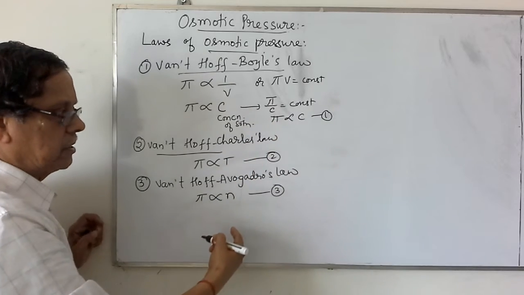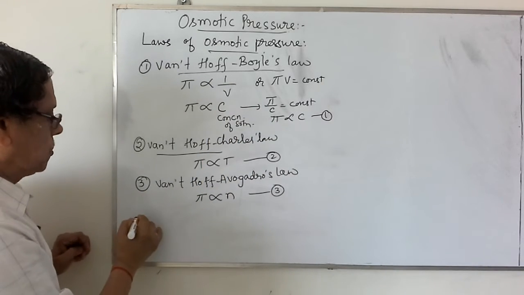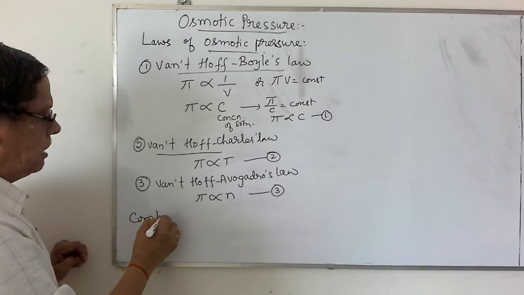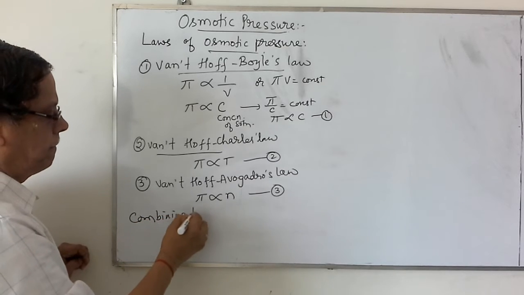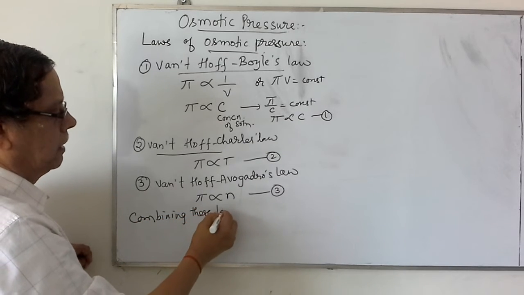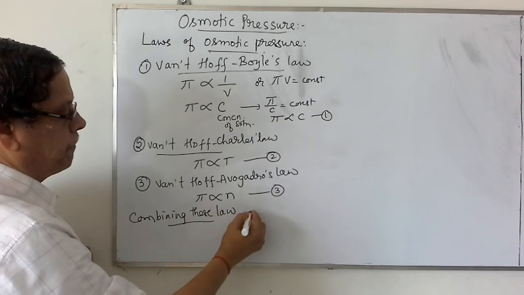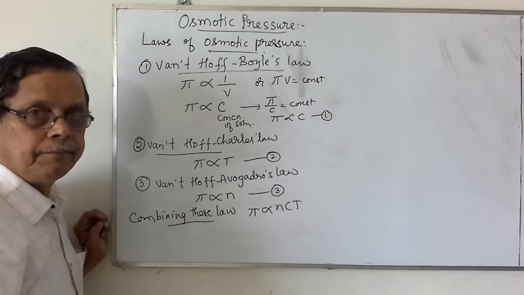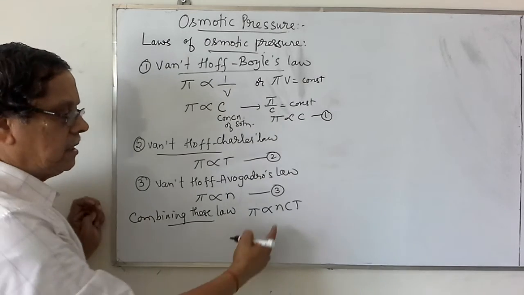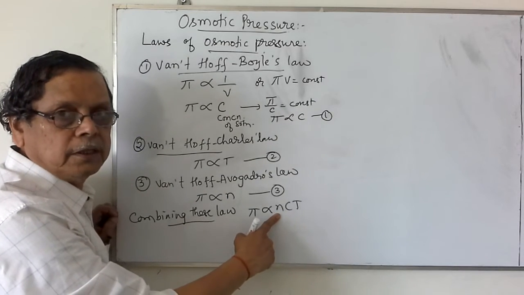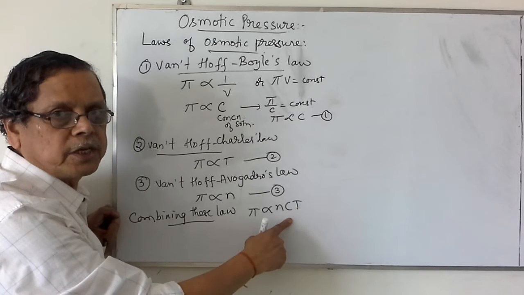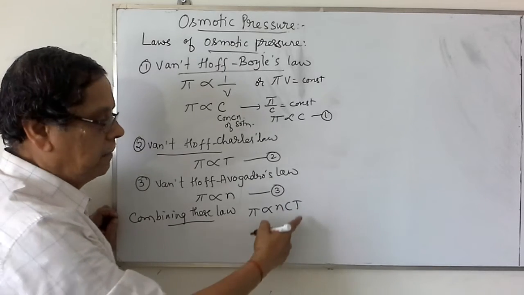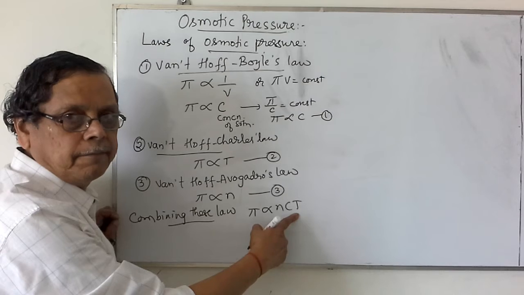Combining these three equations, these three laws, we have pi is proportional to nCT, where n is number of moles of the solute, C is concentration of the solution expressed in mole per liter, and T is the absolute temperature.